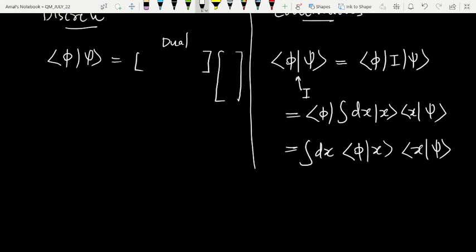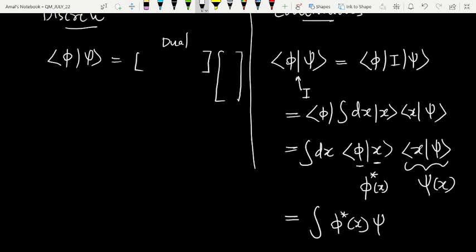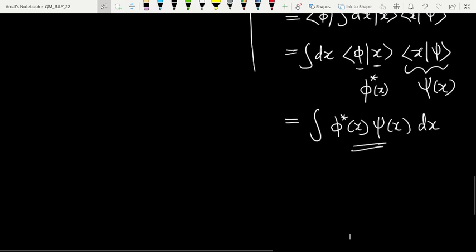We already know this is the wave function psi of x, but here the order changed. It is not the inner product of x with phi, but phi with x, and we know the property of inner product that this is the complex conjugate of x with phi. So this is just another function phi of x but complex conjugated. So inner product of phi with psi is just the integral dx phi star of x psi of x. Okay.